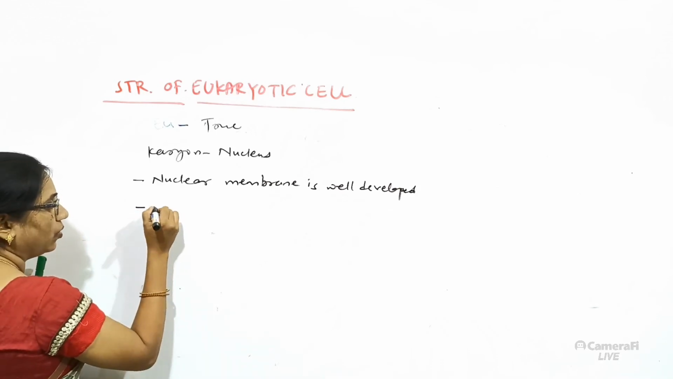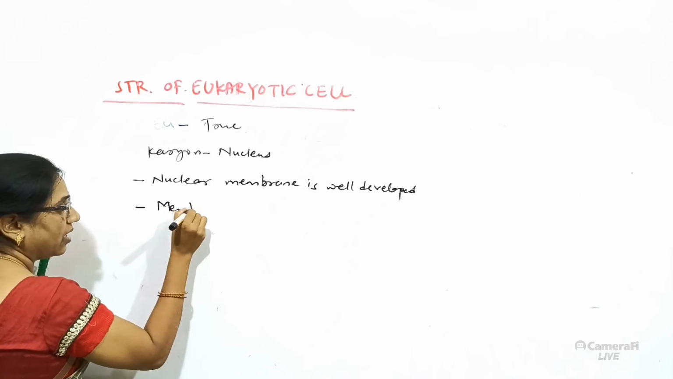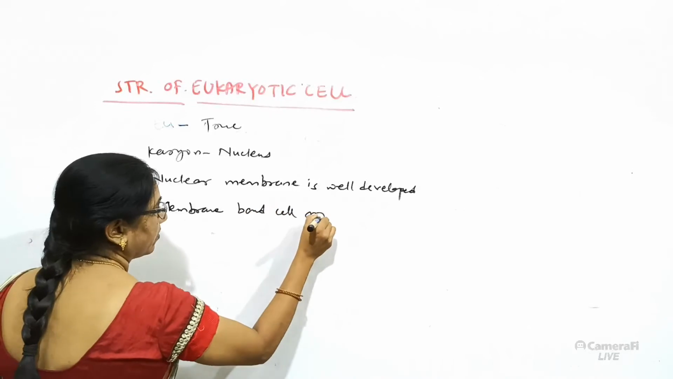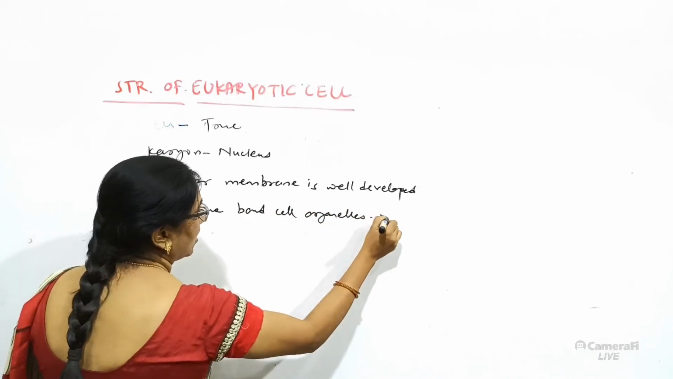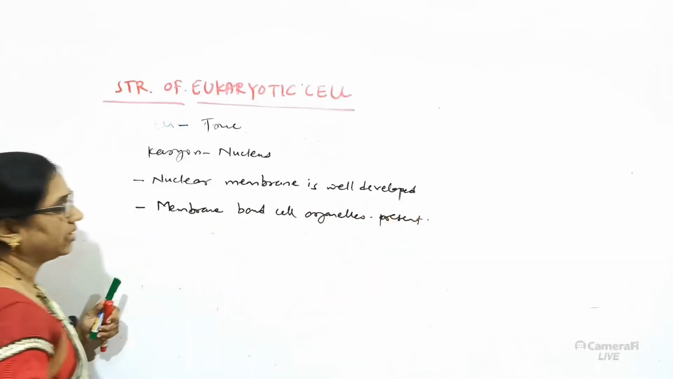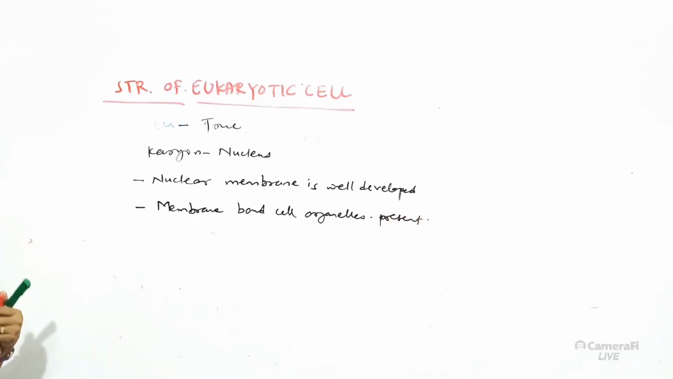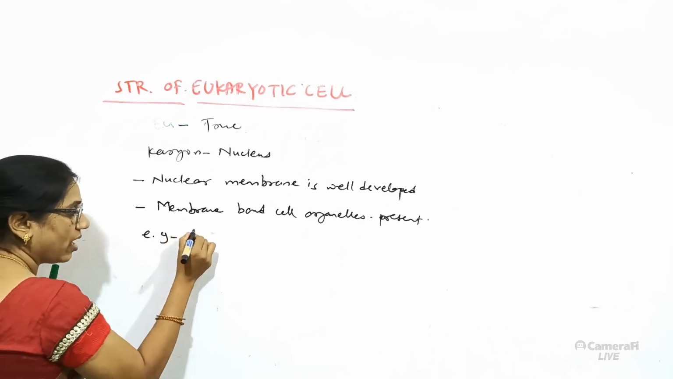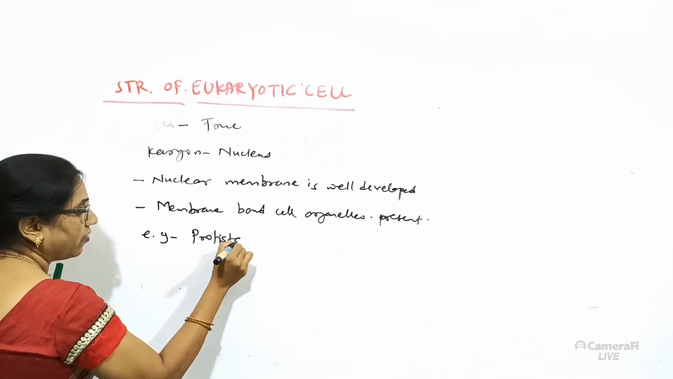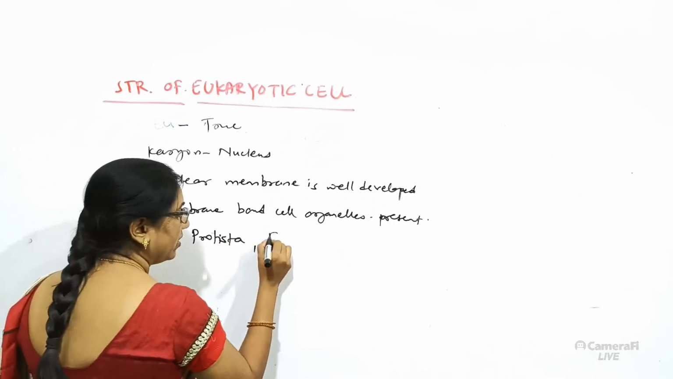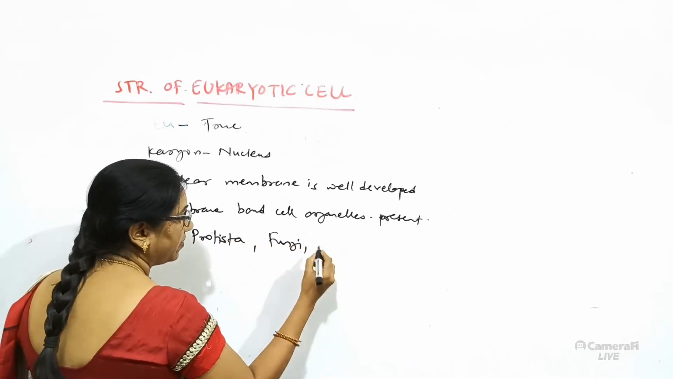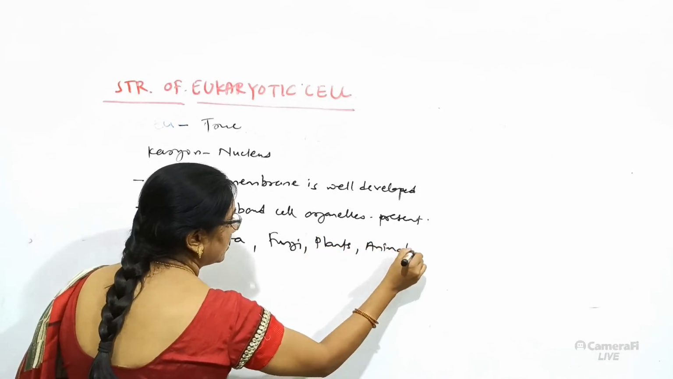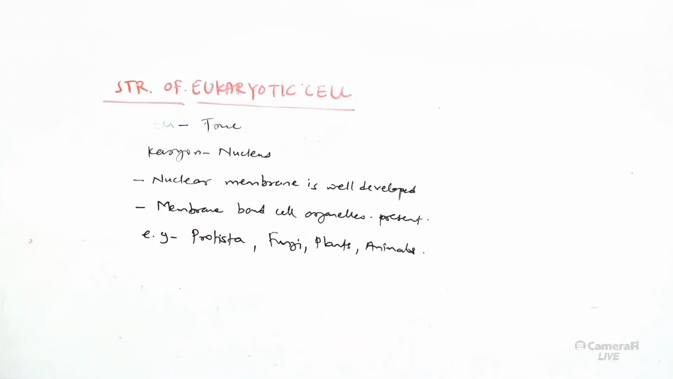And in them also, membrane bound cell organelles are present. Such a cell is called a eukaryotic cell. Where do you find the eukaryotic cell? The eukaryotic cells are commonly found in the kingdom Protista, then in the fungi kingdom, then all the plant cells and all the animal cells exhibit the eukaryotic cell.